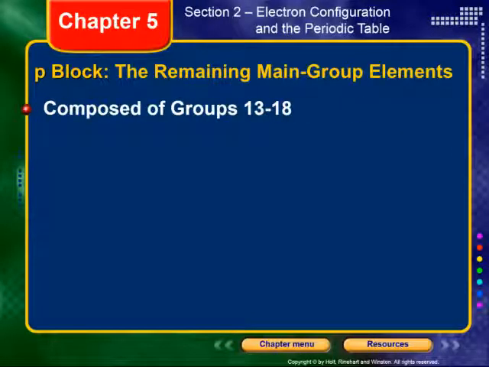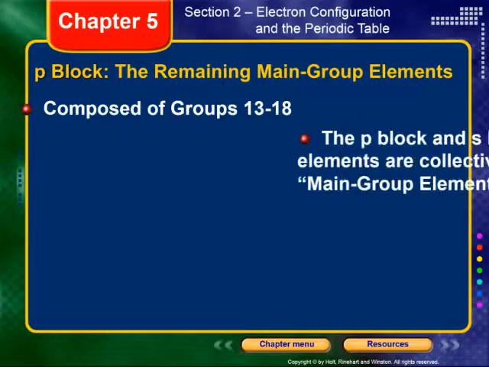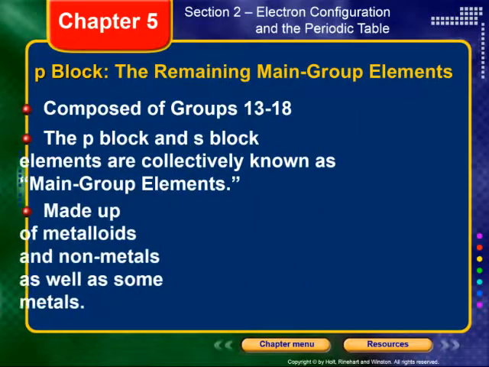P block, moving over to the p block, the right side of the periodic table. The p block consists of groups 13 through 18. The p block and s block elements are collectively known as the main group elements. Remember when we were talking about the octet rule? We made kind of a big deal about the 8 electrons that fill the s and the p sublevels. Well, the s and the p sublevels are kind of a big deal, and we call them the main groups. So there are 8 main groups, even though there are 18 groups.